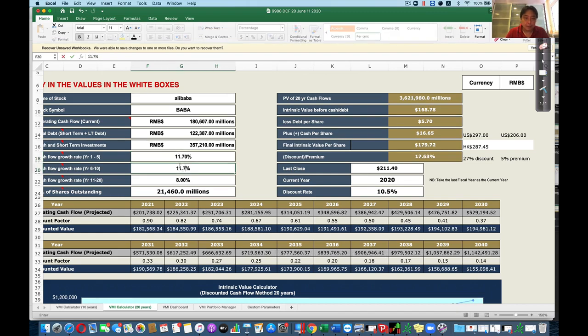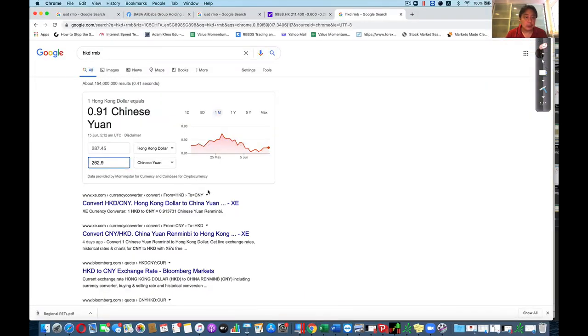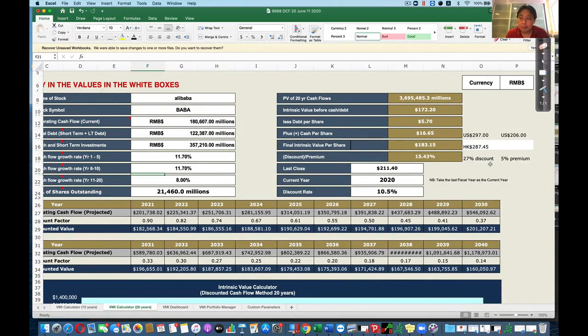Again, if you take the very ultra conservative 11.7% one, that will give you the intrinsic value of 183.15 renminbi. So convert that to Hong Kong dollars. That's 200 Hong Kong dollars. Which again, the current share price 211 is at a 10% premium in this case to the intrinsic value, right? So you can see it's not exactly the same, but more or less the same.